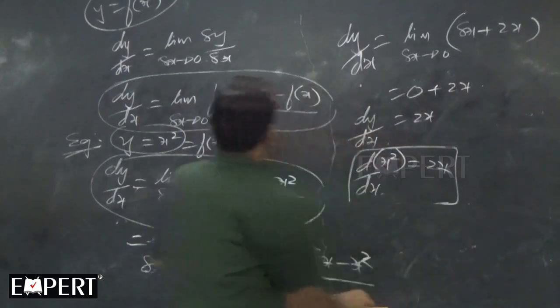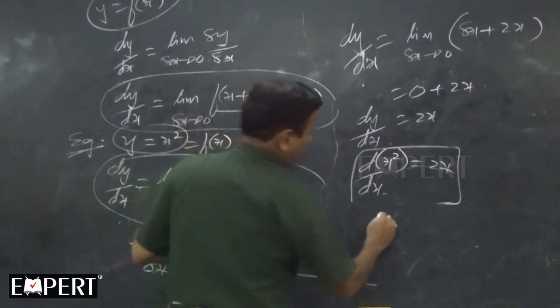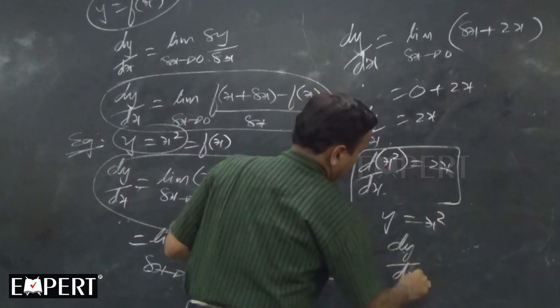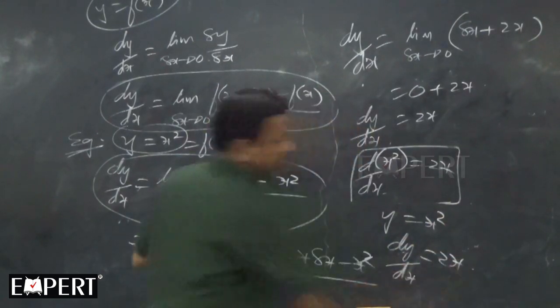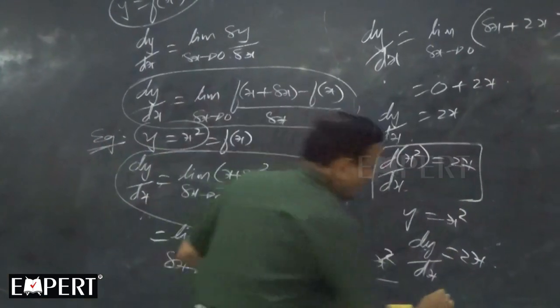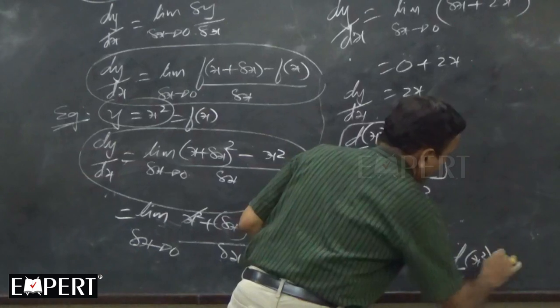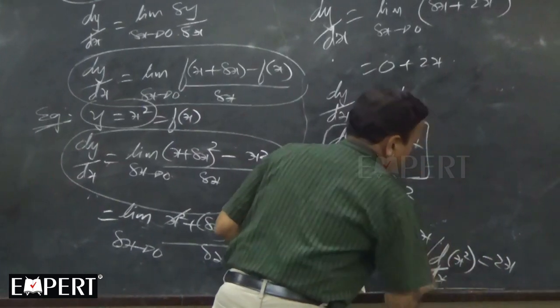Okay. So, for the function, once again I repeat, for the function y is equal to x square, you have found out dy by dx is equal to how much you got? 2x. In other words, you can say that derivative of x square is equal to 2x. You need to remember this.